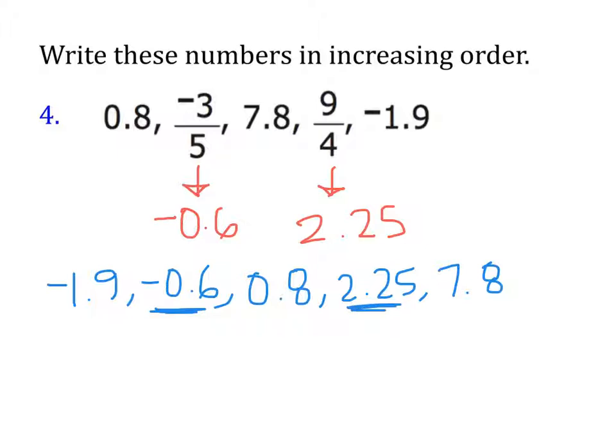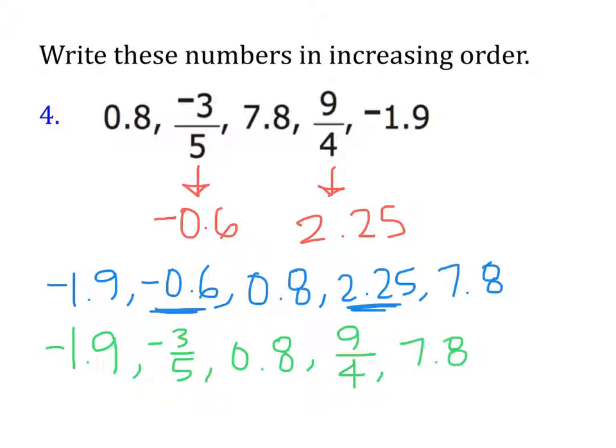Now my last step is to take those two decimals that started out as fractions and rewrite them as their original numbers. So I have negative 1.9, negative 3/5, 0.8, 9/4, and 7.8. If you feel comfortable, you don't have to record this step. You can just go from the first step in red all the way to the second step in green. But it doesn't hurt to list both steps out if that's helpful to you.